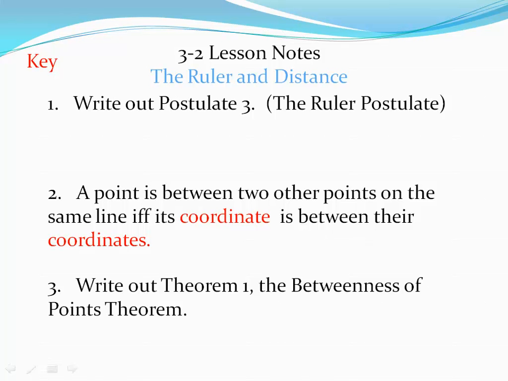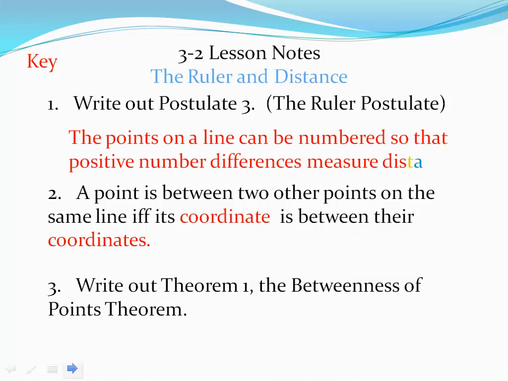All this is part of the third chapter on lines and angles. Write out postulate 3. The points on a line can be numbered so that positive number differences measure distances.